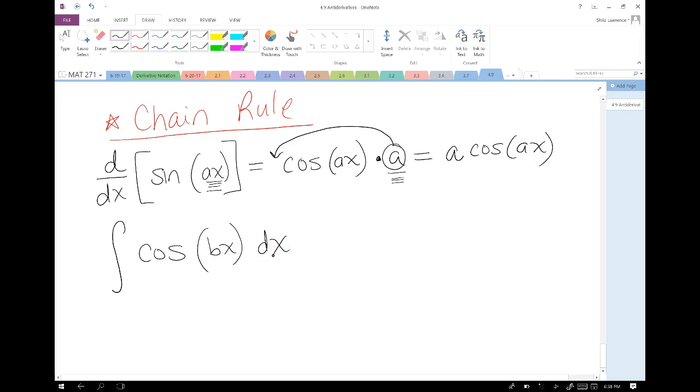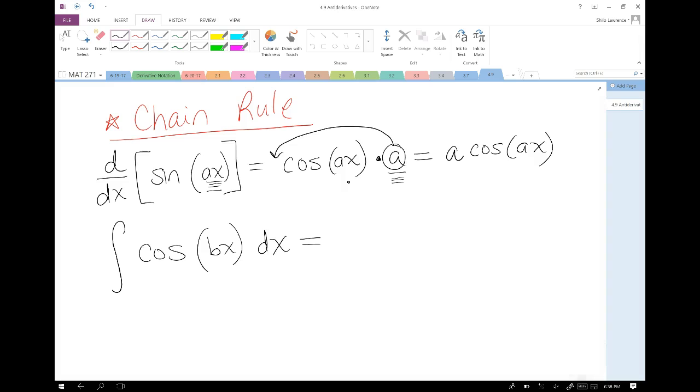remember, derivatives and antiderivatives are opposites. Now look what we just did with the derivative. We multiplied by the derivative of the angle. We multiplied by the a. So if in the derivative we multiplied by the a, and the antiderivative is the opposite, what is the opposite operation of multiplying? It is dividing. So we are going to divide by the derivative of the angle when we do antiderivative.